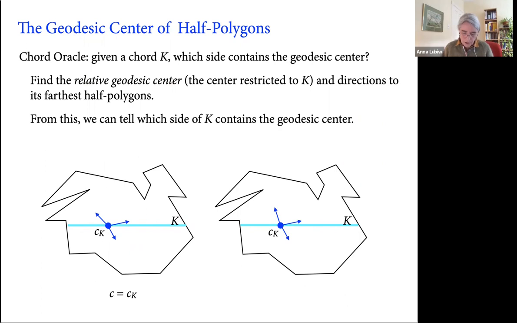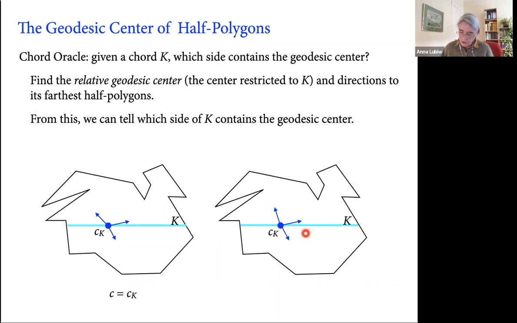So in a situation like this, I'm also going to find the starts of those three tight paths that determine the center. In a situation like this, I've discovered that this center on the chord K is in fact the center for the whole polygon, because there's no half plane that contains these three rays. There's no way I can wiggle from that point to improve things, essentially.